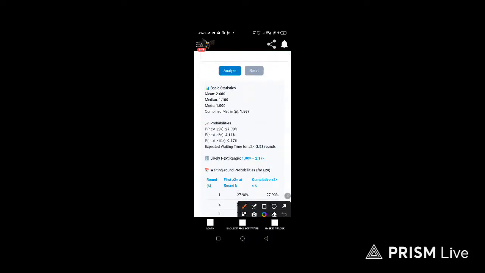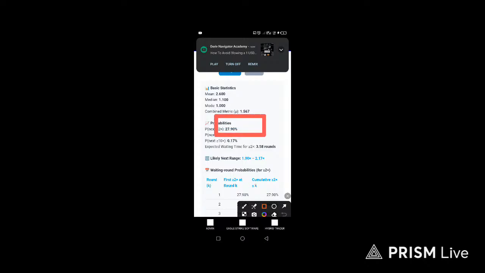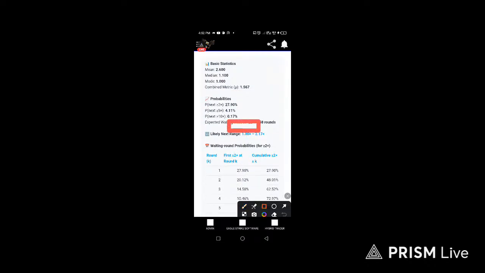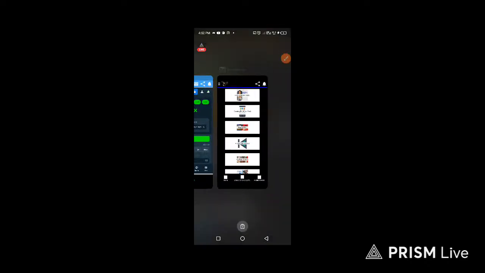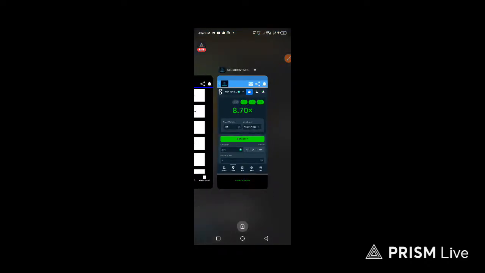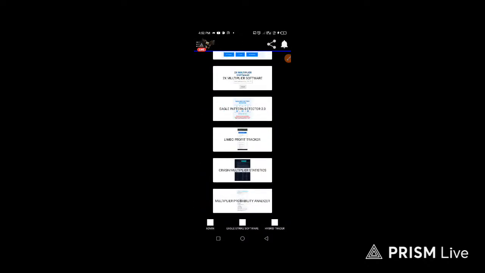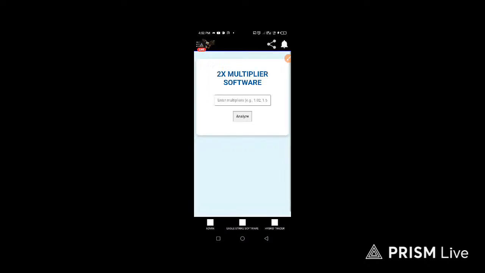Let's try using this. And this one, the expected waiting time for this one says 27%, 1.56. Okay, so the likely next range is between 1.00 to 2.17. We are still not safe here. The one I would have used is this. So that's 2x, but it tells us to come back after some time.